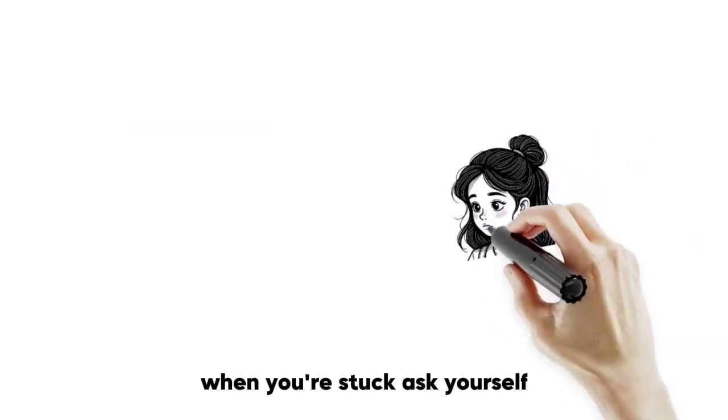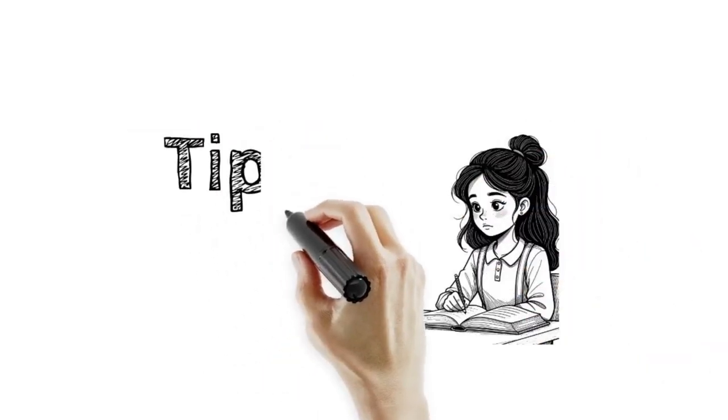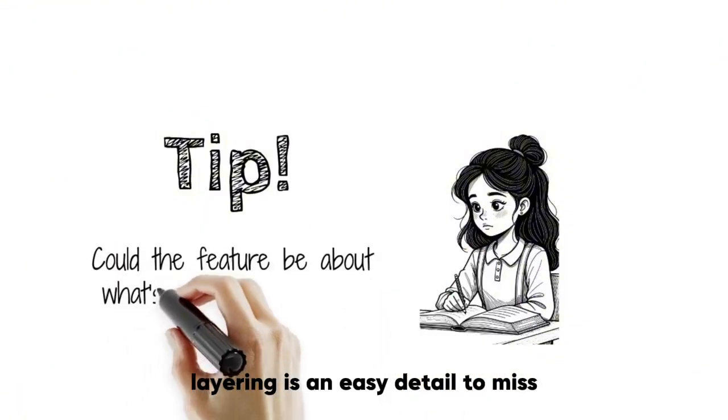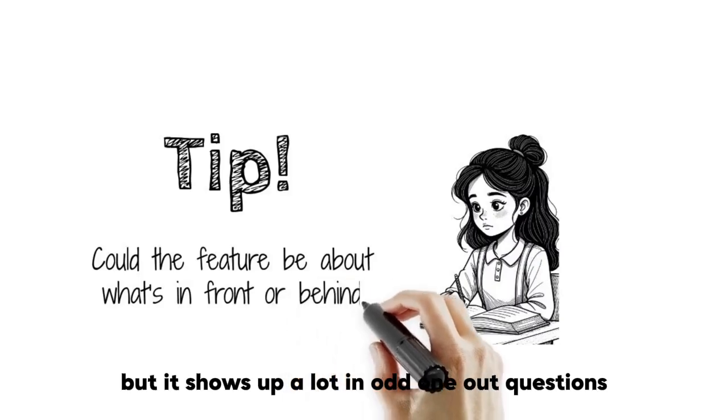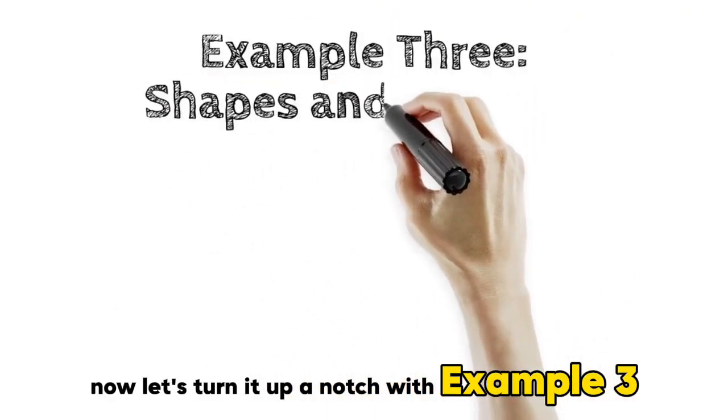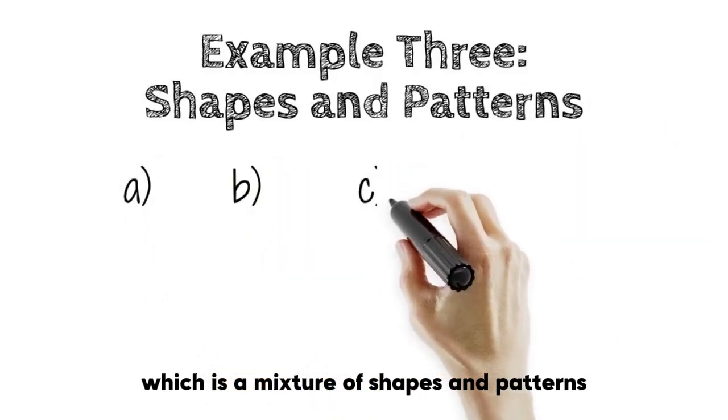Tip: when you're stuck, ask yourself, could the feature be about what's in front or behind? Layering is an easy detail to miss, but it shows up a lot in odd one out questions. Now let's turn it up a notch with example 3, which is a mixture of shapes and patterns.